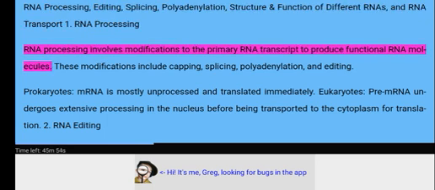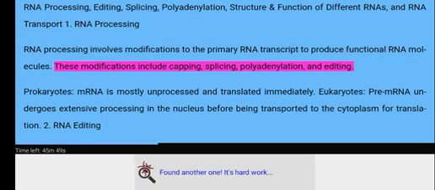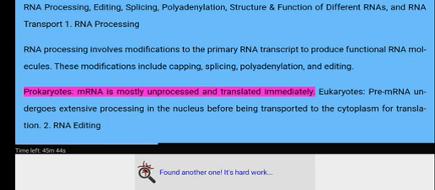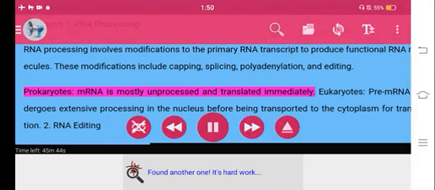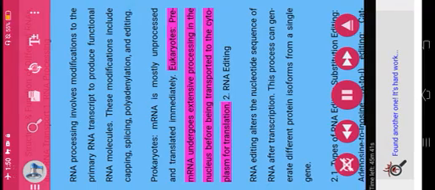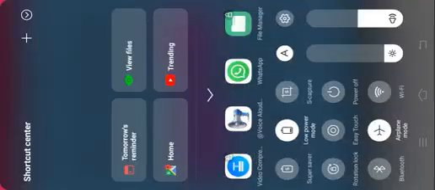1. RNA processing. RNA processing involves modifications to the primary RNA transcript to produce functional RNA molecules. These modifications include capping, splicing, polyadenylation, and editing. Prokaryotes: mRNA is mostly unprocessed and translated immediately. Eukaryotes: pre-mRNA undergoes extensive processing in the nucleus before being transported to the cytoplasm for translation.